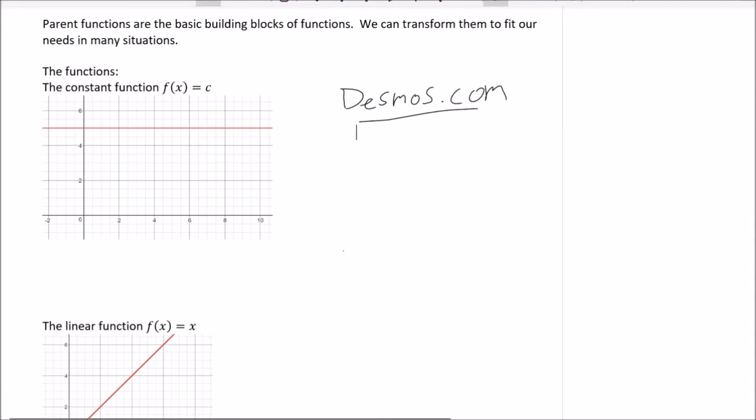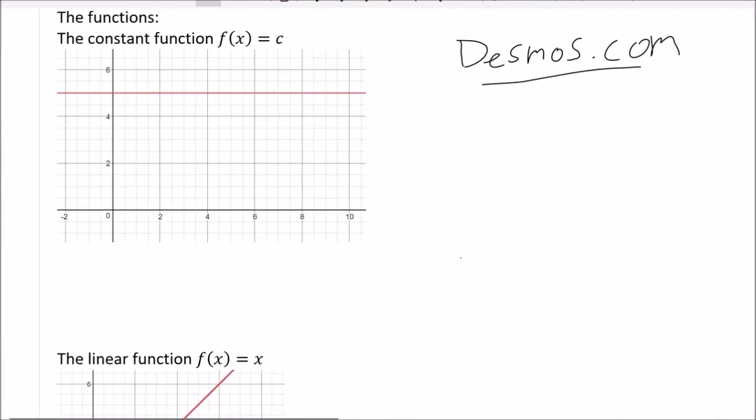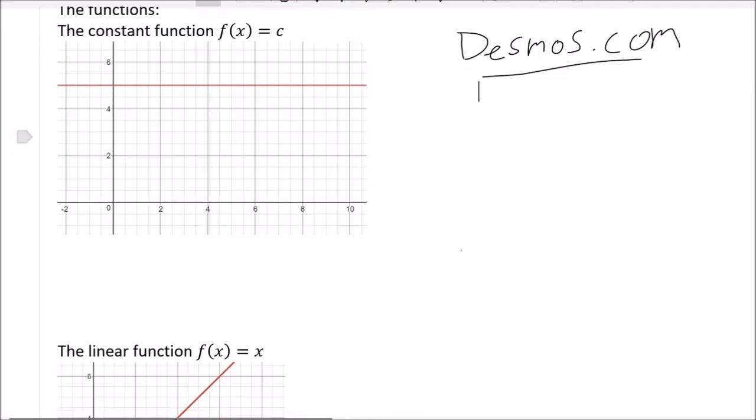Okay, so here we go. First one is called the constant function. The constant function, it's this little red line right here. It's a line, and it's horizontal. And so what we really mean when we say f of x equals c, c is a number. So in this particular case, this is the function y equals 5, if you wanted to graph it. Okay, make sure you get that in your notes. What about the next one?